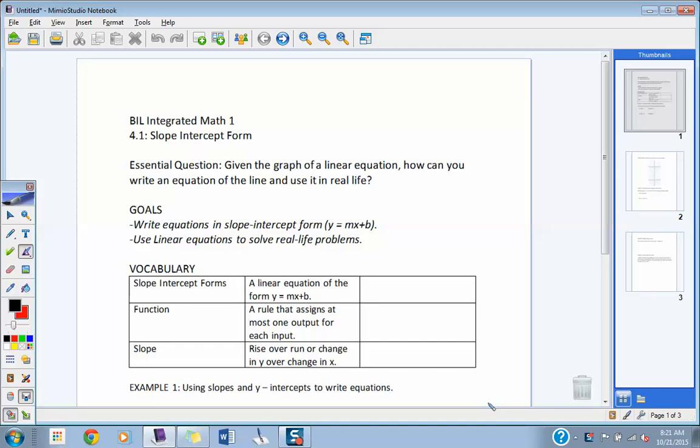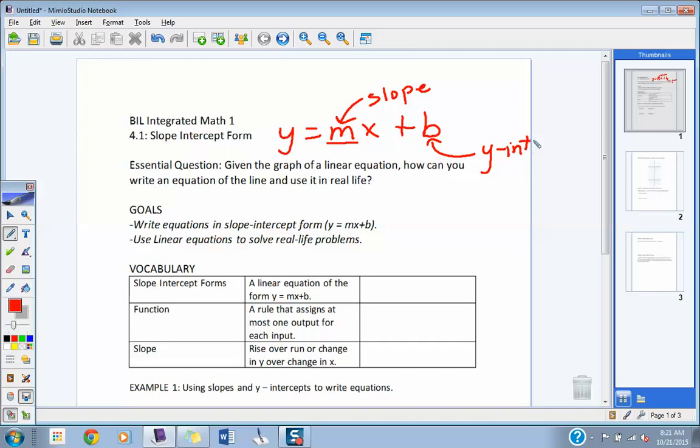You already told me again, the general form of slope-intercept was what? Y equals mx plus b, where m represents the slope, and b represented the y-intercept. Good.